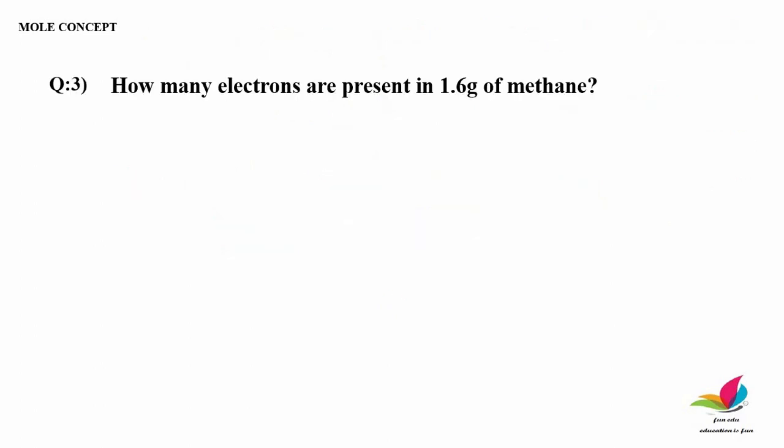Then let's move on to the next question. Here you can see the third question. It says, how many electrons are present in 1.6 gram of methane? Let's solve this one. Given: the mass of methane is 1.6 gram.